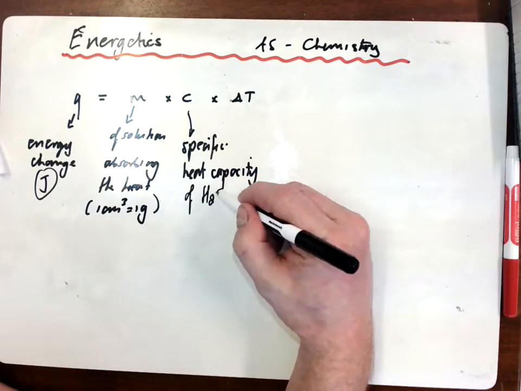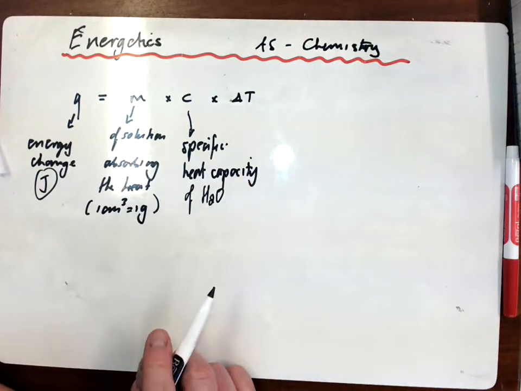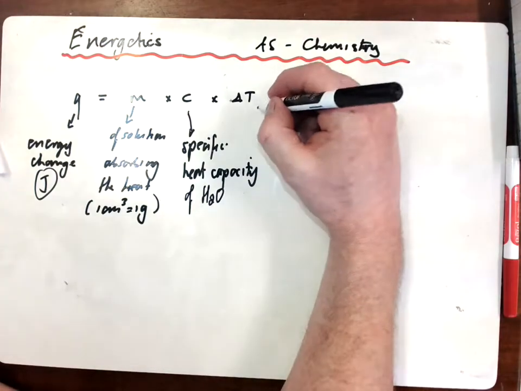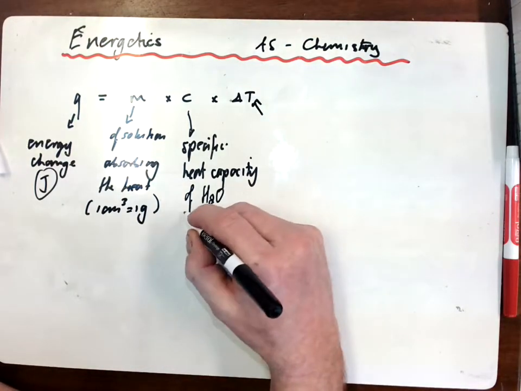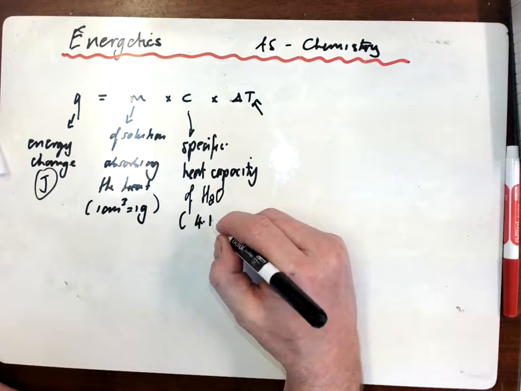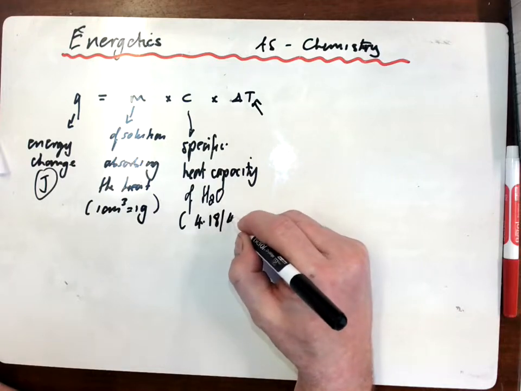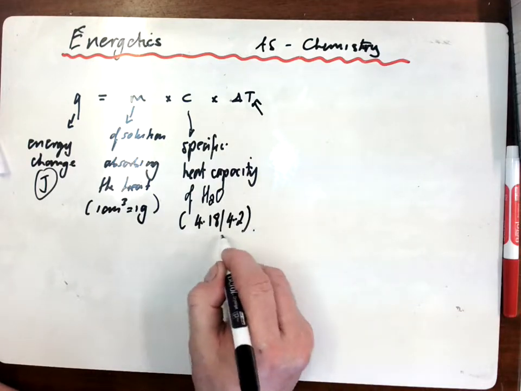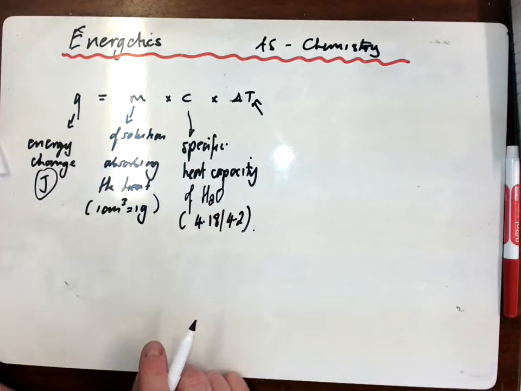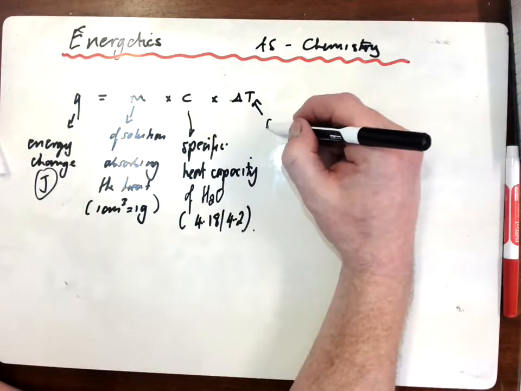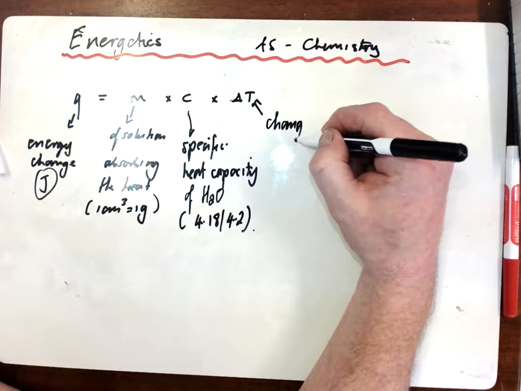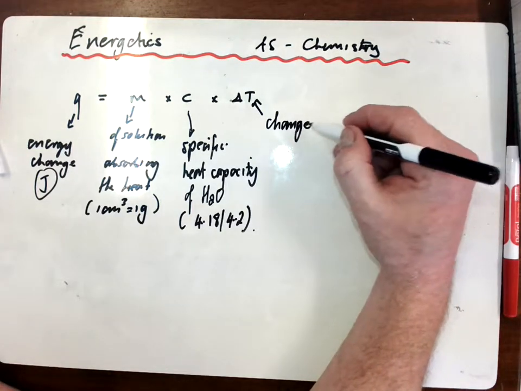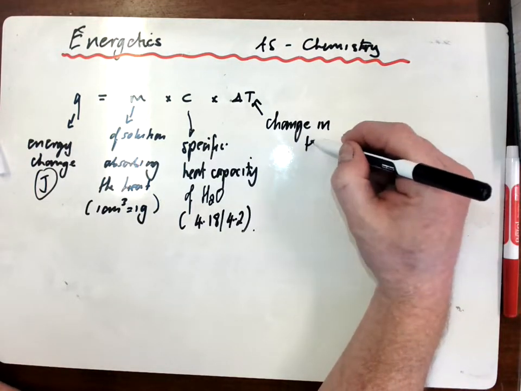I suppose it should really be the specific heat capacity of the solution, but it's more often not water, and it's usually just quoted for water. That is 4.18 or 4.2. Read the question carefully because one of those values will be quoted. And delta T is just the change in temperature, so the initial reading minus the final reading that you get on your thermometer.